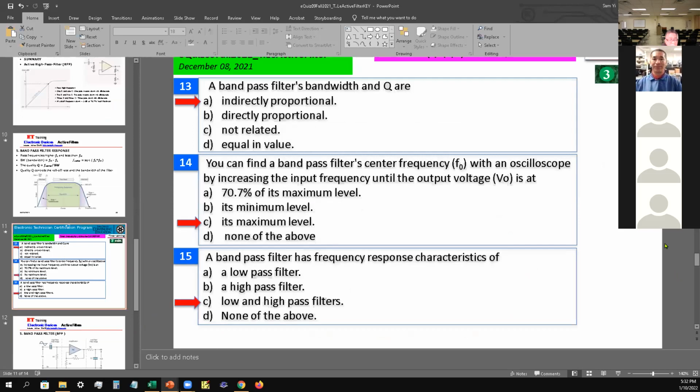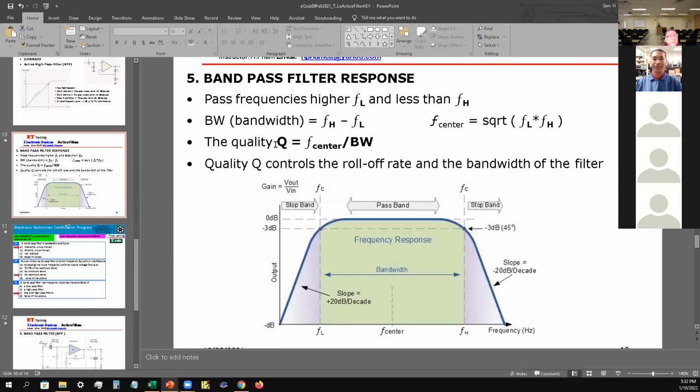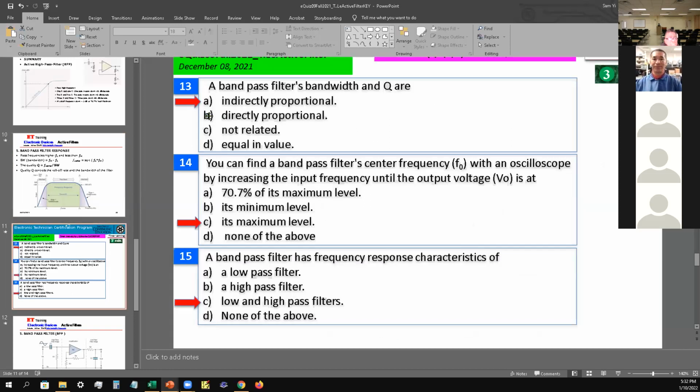Okay, so a band pass filter's bandwidth and Q are inversely proportional. There's a formula right here: the quality factor Q equals the center frequency divided by the bandwidth. So if Q increases, bandwidth has to decrease, and that's why they are inversely proportional. They're opposite of each other. If you increase the bandwidth, you're going to decrease the Q. So the answer is A as in apple for number 13.